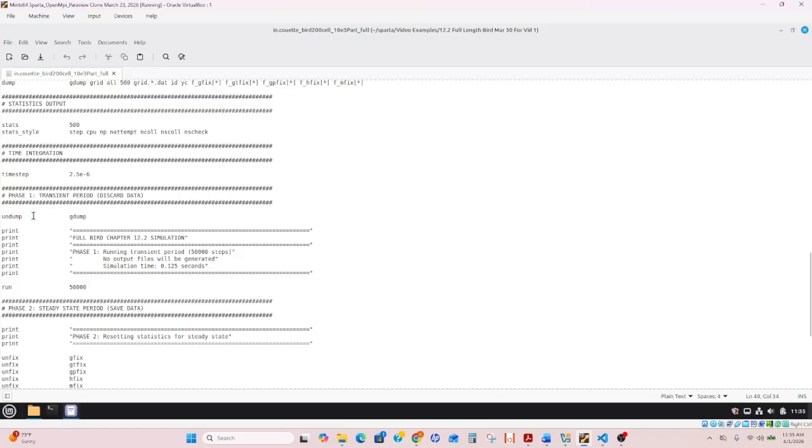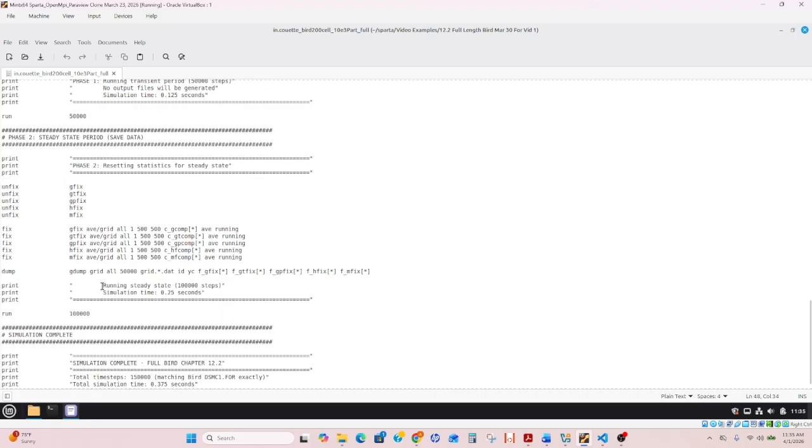And we use this undump command, I guess, just to get everything cleared up. And then we're going to run this simulation for, so here's where we're just telling it not to dump files during the transient period. So we described it all up there, and then we're saying, okay, but don't do it during this transient period because we're not concerned with that. All right, so we're going to run it 50,000 time steps here, okay?